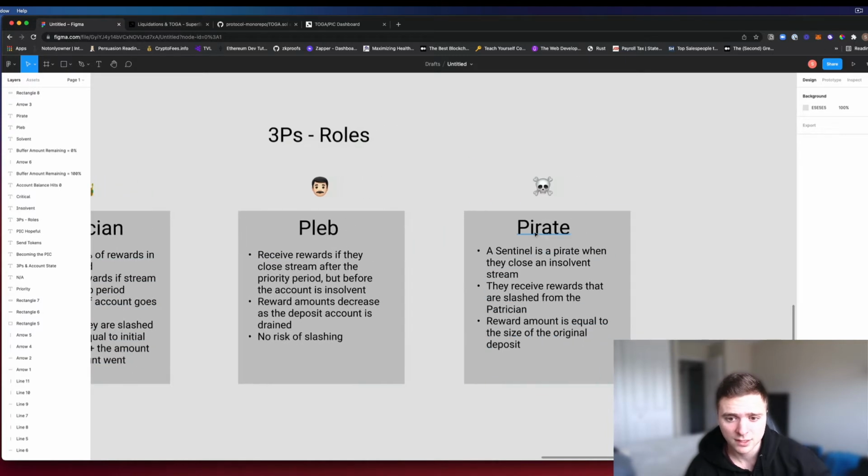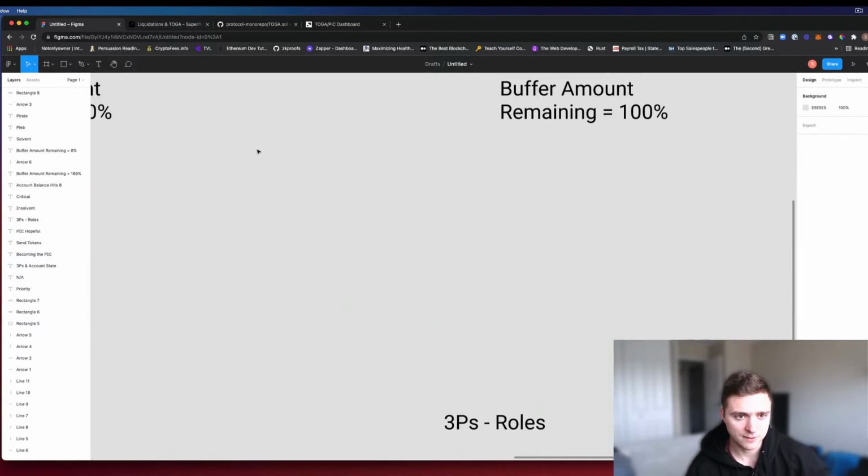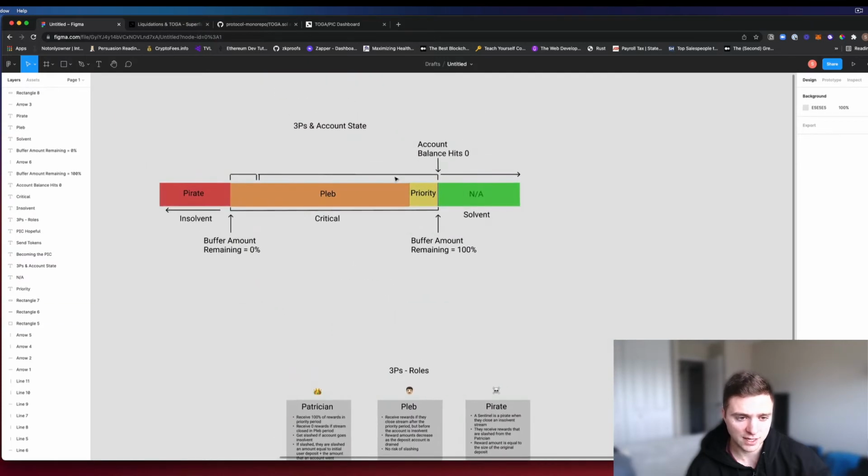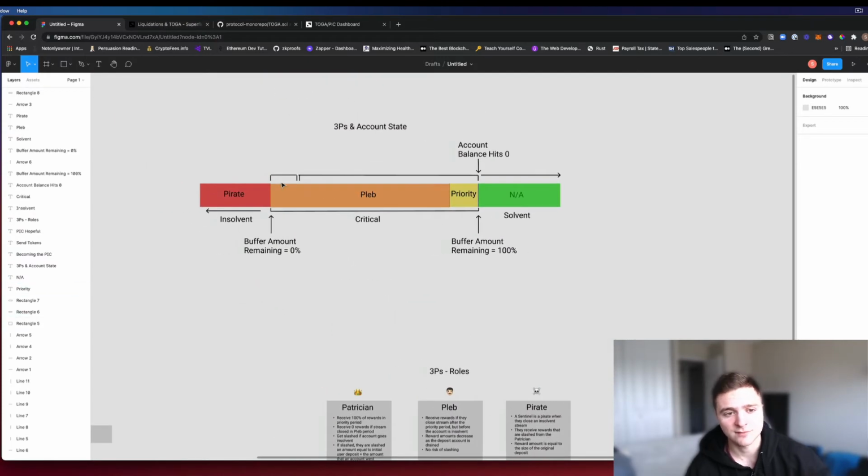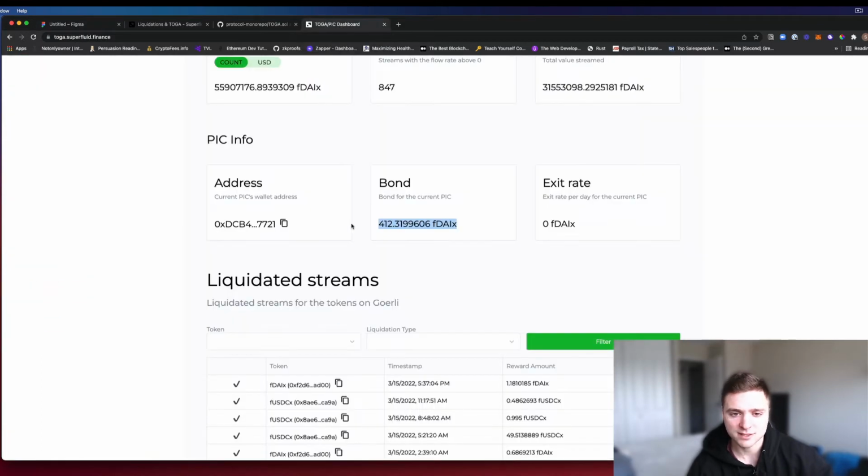But for the pirate, they're going to receive the rewards that are equal to the size of the original deposit. So the entire 4-hour deposit might be gone, might be eaten through during the entire critical period, but the amount that they're going to receive is going to be equivalent to the entire amount of the buffer, but it's going to be taken directly from the PIC's bond.